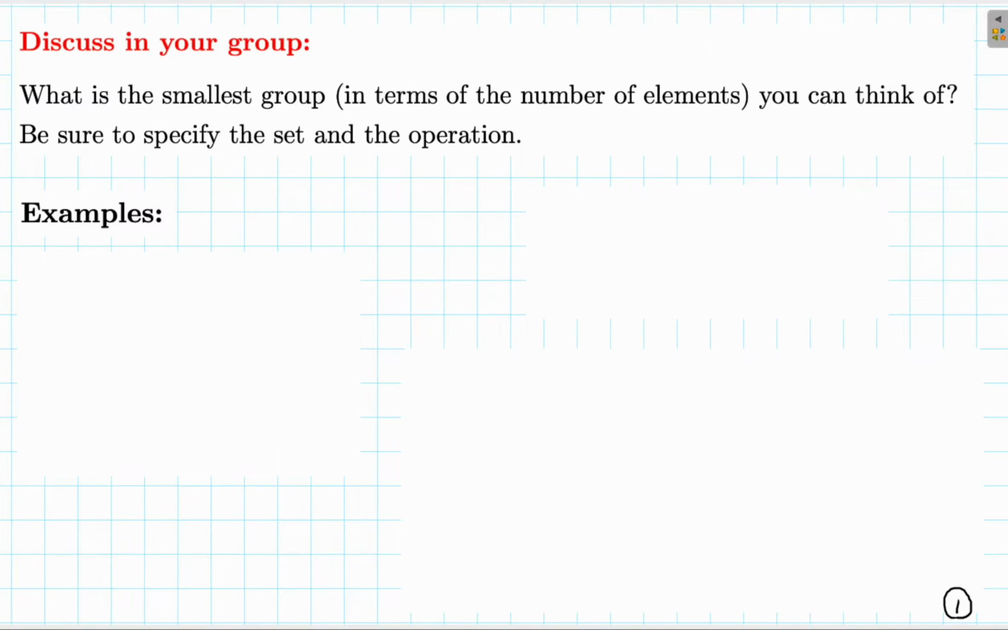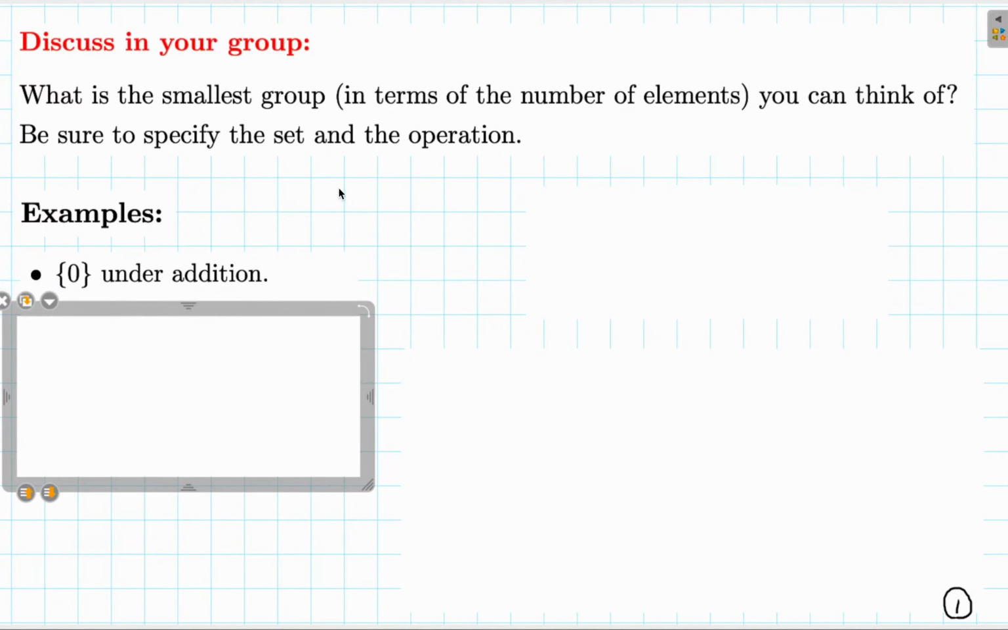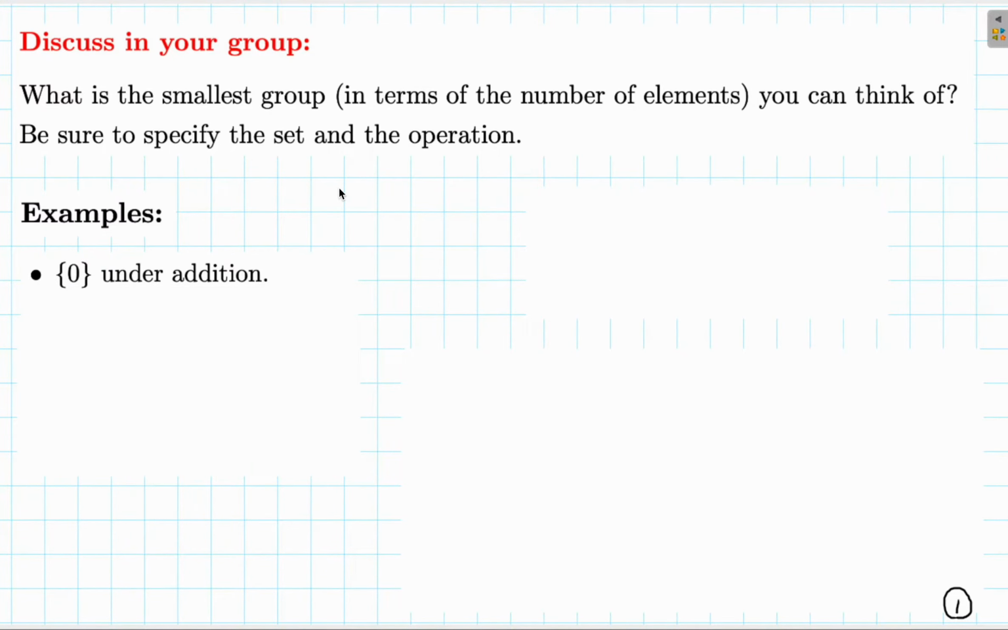Well, here are some examples. Now keep in mind, every group has to contain an identity element. So that means every group has to have at least one element. Well, here's a group with just one element, a set containing the 0 element under addition. You can think of 0 as an integer, for instance.